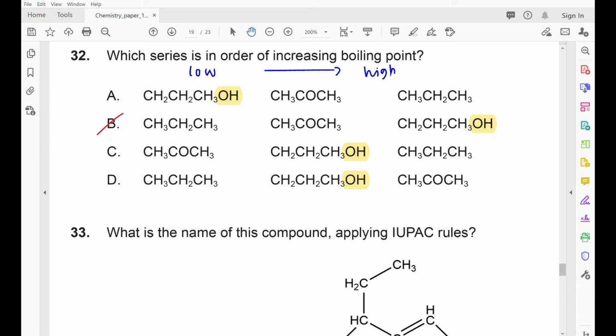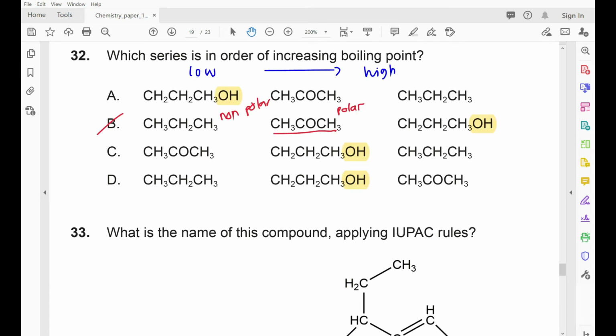Now take a look at the other two compounds. Propanone is a polar compound, so it experiences dipole-dipole intermolecular force. Whereas propane is nonpolar.